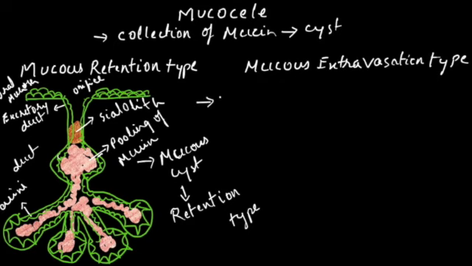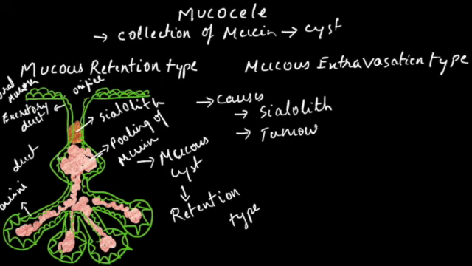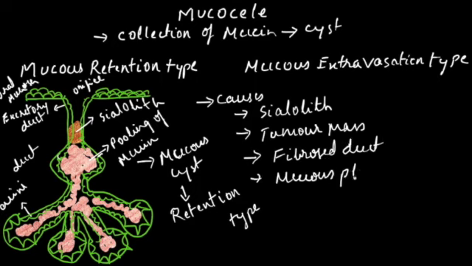The causes for it are basically, the first one, you know that there is a sialolith, the stone inside the ductal system, or it can be a tumorous mass which is compressing on the duct, or it can be a fibrosed duct, or can be a thick mucinous plug blocking the duct, leading to collection of saliva and pooling of it, leading to mucus retention type of cyst.